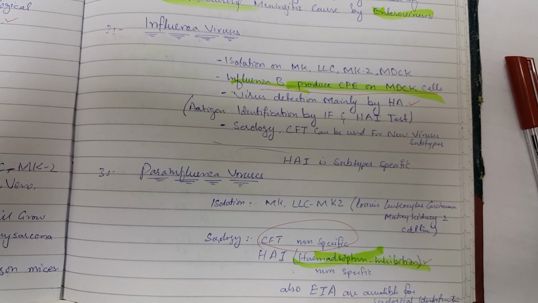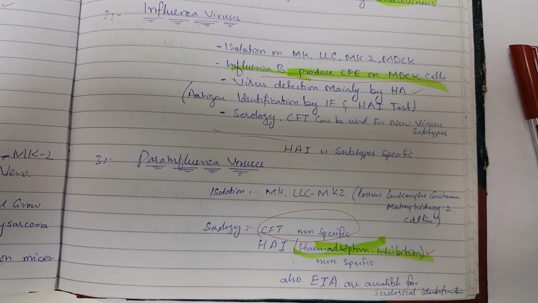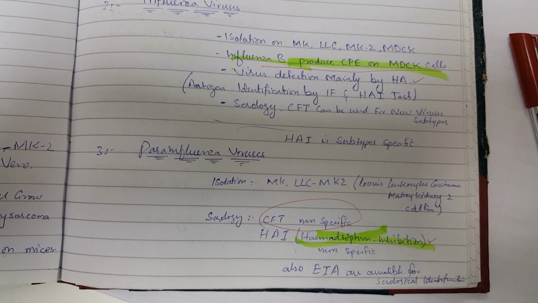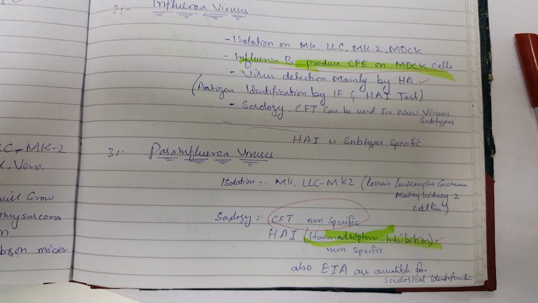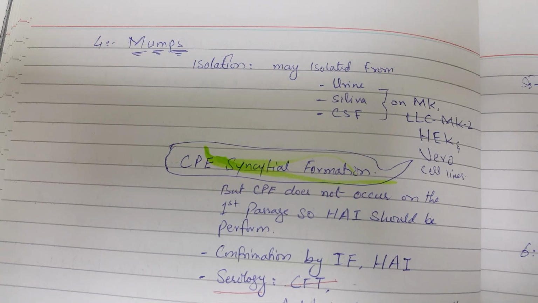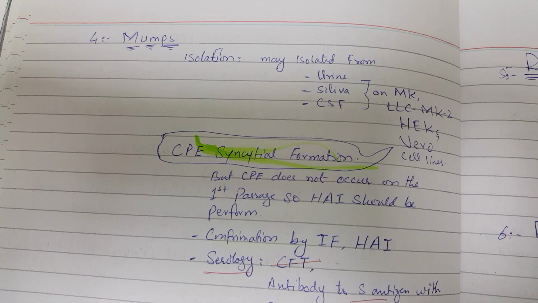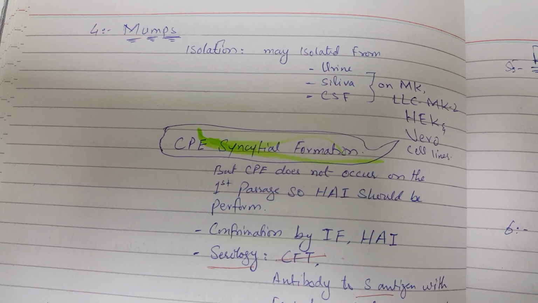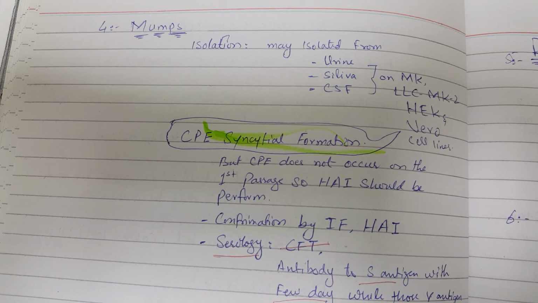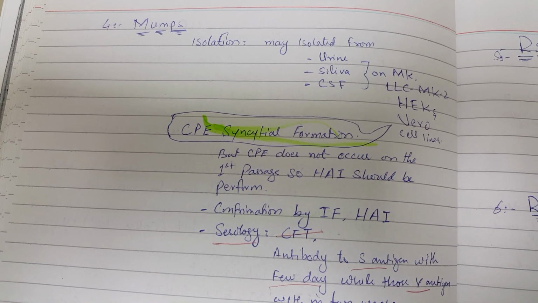In serology, complement fixation test is non-specific, so we use the hemadsorption inhibition test, which is more specific, and enzyme-linked immunoassay is also available for serological identification of parainfluenza viruses. Mumps isolation may be from the urine, saliva, and CSF on MK, LLC-MK2, HEC, and Vero cell line. They produce the cytopathic effect by syncytial formation. It's a unique property of mumps, but the cytopathic effect does not occur on the first passage.